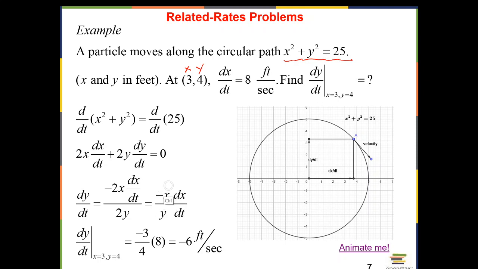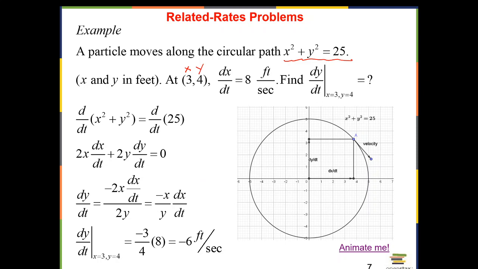So x is 3, y is 4, and dx/dt is 8. So the rate dy/dt is negative 6 feet per second. That means when this object is moving over here, x is increasing at 8 feet per second, and y is decreasing at 6 feet per second.